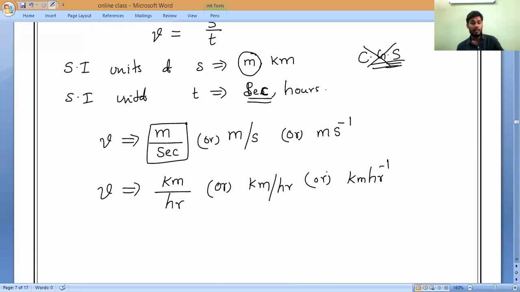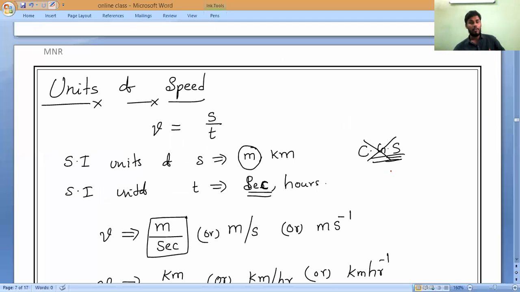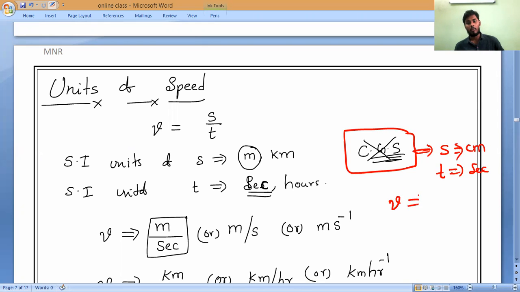Clear? Now, in the same way, tell me what is the CGS unit of distance? Let it be. CGS unit is not needed, but still we'll study. What is the unit of distance? Centimeter. So time is seconds only. CGS unit of speed, what will it become? Centimeters per second.